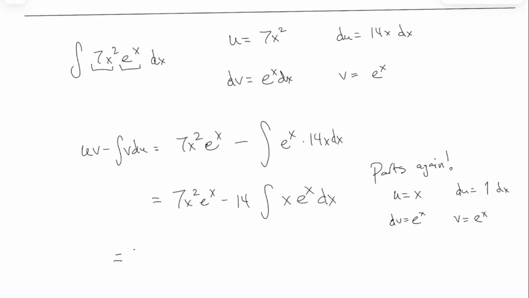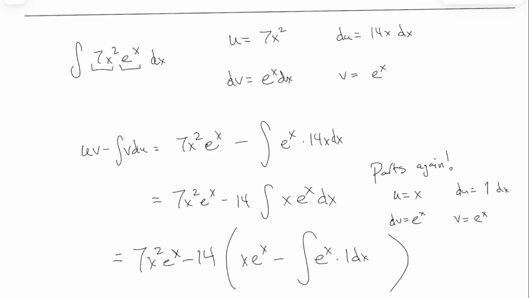And so plugging in, things get a little confusing now, but right here in big parentheses, I'm going to do the integration by parts formula again, which is uv minus integral v du, using, of course, my new u's and v's, not the original u's and v's up here. Uv, that's x e to the x, minus integral v du, that's e to the x times 1 dx. Now we have to do that integral, but this integral is very easy. It's e to the x times 1, which is just e to the x, and the integral of e to the x is e to the x.